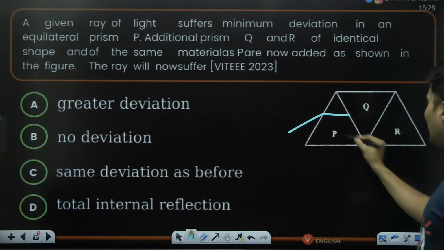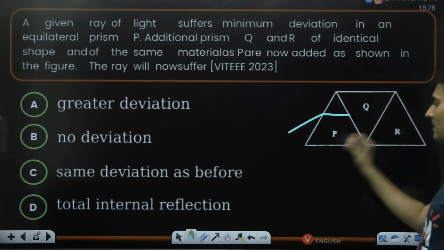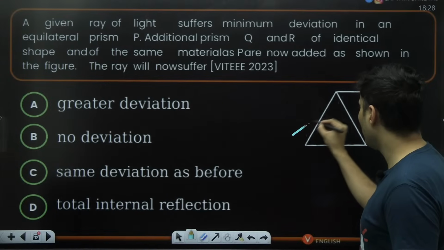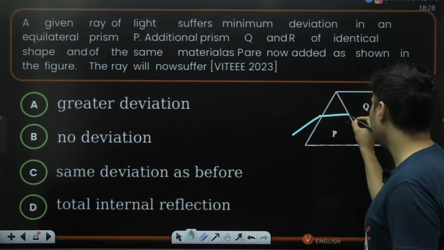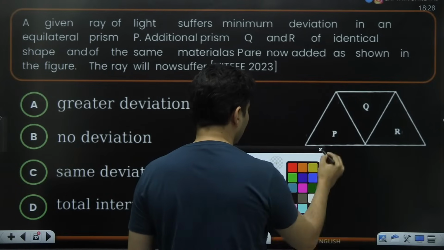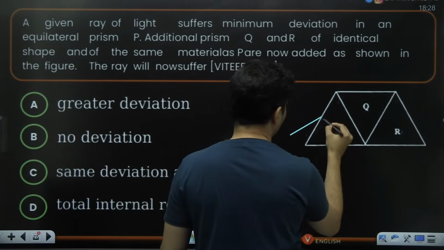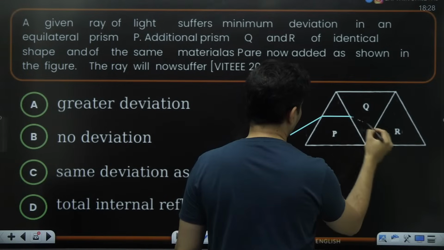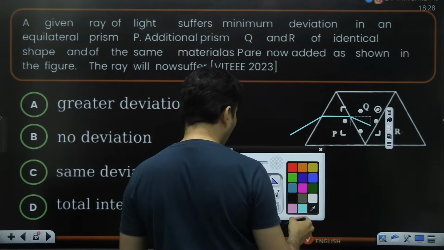So it is like a glass slab, guys. I mean, this is the same medium. So earlier, what used to happen was the ray was going like this. See, I'll tell you what. Earlier, this ray went like that, then went like this, and then went like that. Earlier. Now, what will happen?